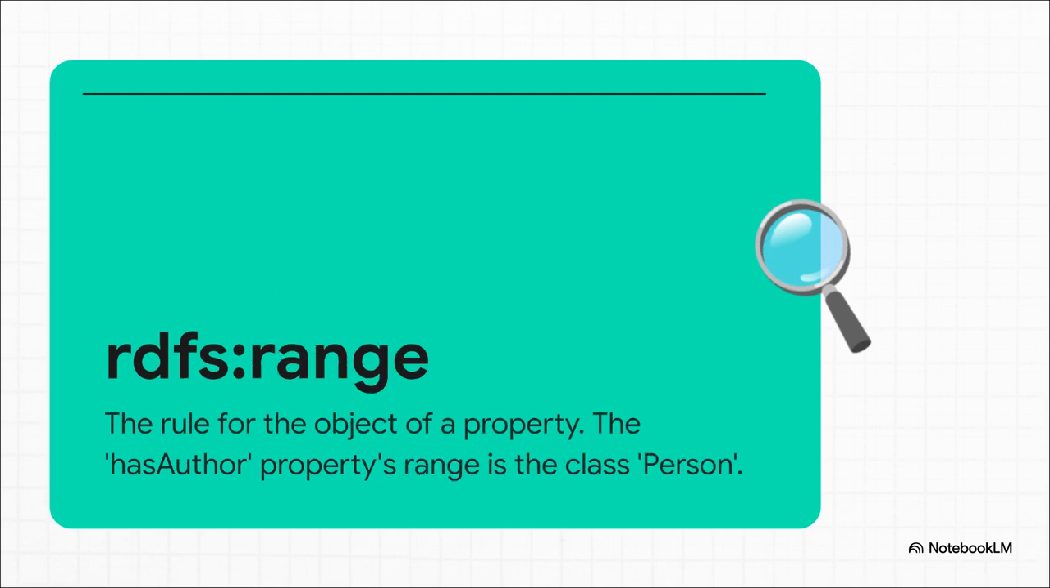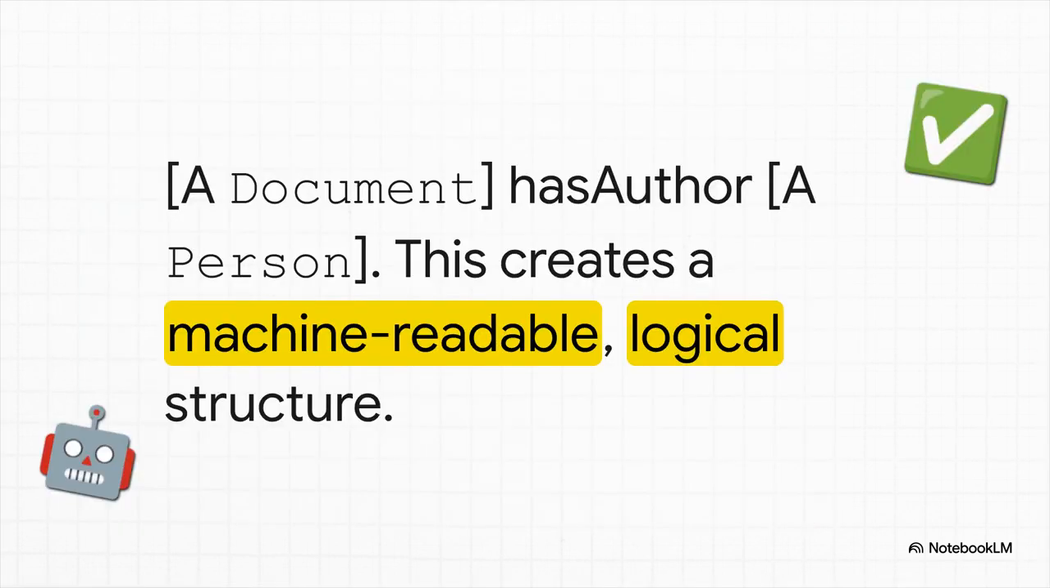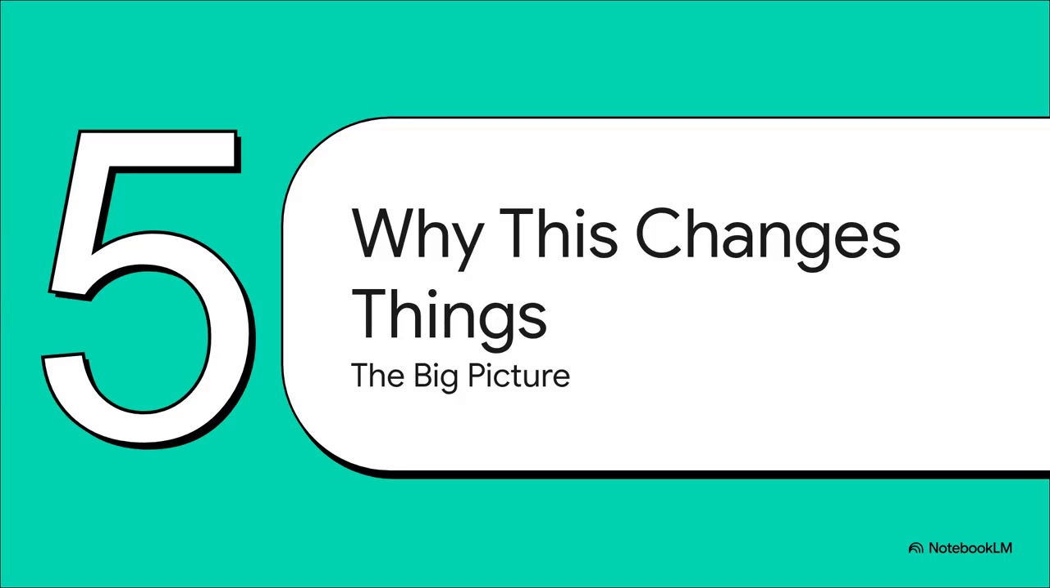Simple as that. And the second rule is RDFS range. This, as you can probably guess, specifies what kind of thing can be the object. So for hasAuthor, the range would be the class person. The rule here is the author must be a person. So, by putting together a property with a domain and a range, we've created a complete, logical structure a machine can finally understand. It now knows that if it ever sees the hasAuthor property, it is looking at a statement that connects a document to a person. The ambiguity is gone.